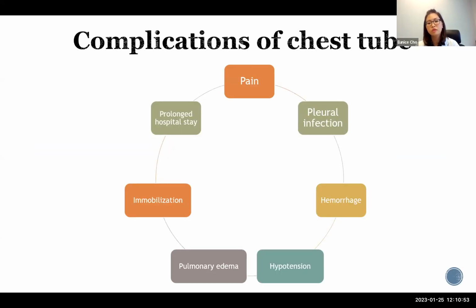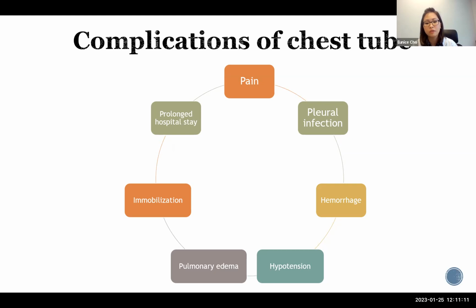So obviously we should really resist the temptation to put a chest tube in every single patient presenting with pneumothorax, because it does come with a lot of side effects and discomfort to the patient. Most notably the pain, and there is increased risk for pleural infection and bleeding.